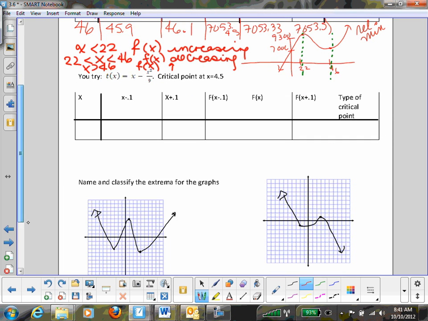Okay, you do this next one all by yourself. Tell me the kind of critical point at 4.5. Sketch the graph and tell me what your function is doing to the left and to the right of that value. What should this look like? What is the highest degree? It's a parabola. Highest degree is 2, squared.